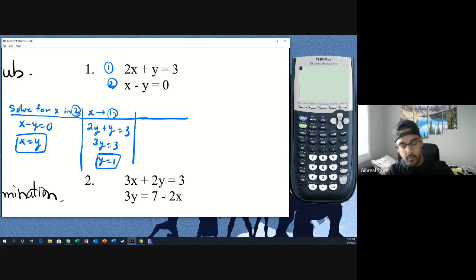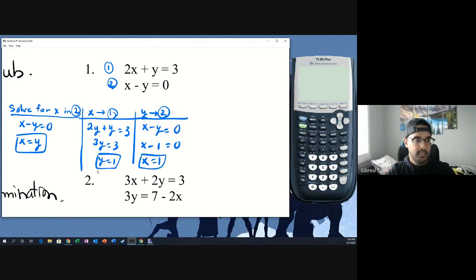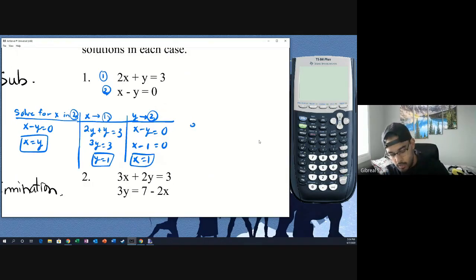I still have to figure out what x is, because if this is a point of intersection, I need both an x and a y coordinate. I already know that x is equal to y. But if I put this back into one of the other equations, let's take y, put it into 2. That means x minus y should be 0. But now I know that y was 1. Now I know for sure that x is also 1. So I know I did this correctly. We could verify it by plugging it back in, but we'll check it with our calculator. So therefore, (1, 1) is the solution. That's the point of intersection.